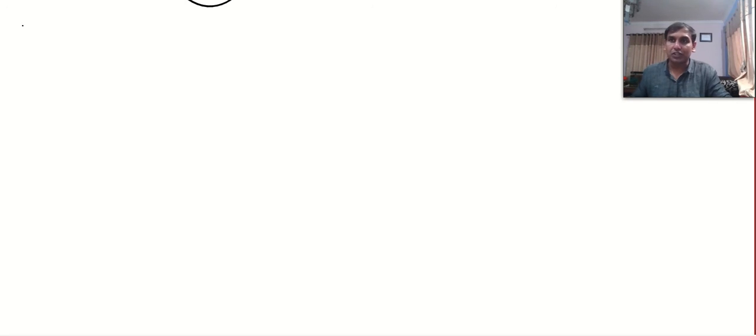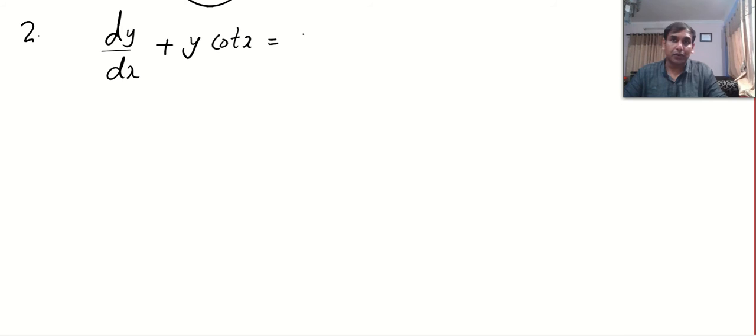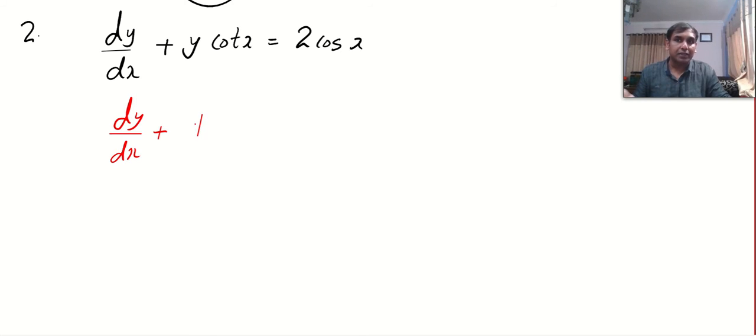So please write the question. Solve the differential equation dy by dx plus y into cot x is equal to 2 into cos x. Okay, obviously linear. So you can write, comparing with the standard form. Come on, what's the standard form here? dy by dx plus p into y is equal to q. And comparing with the standard equation, p is equal to cot x and q is equal to how much? 2 cos x.